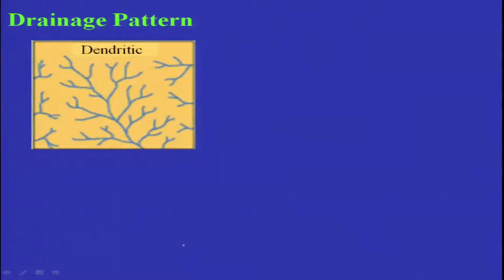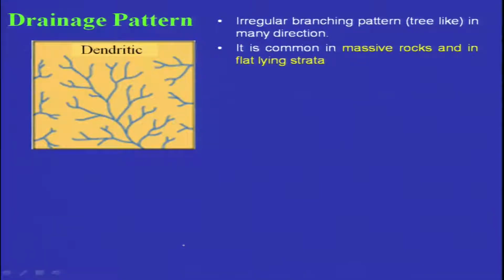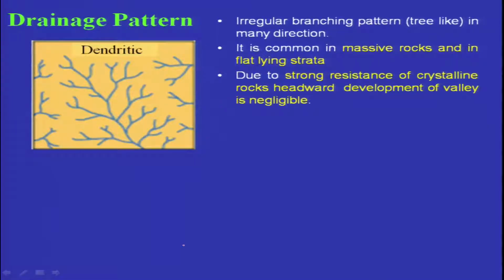But before that, let us look at the patterns in detail. Okay. So, the dendritic pattern is an irregular branching pattern, tree-like in many directions. It is commonly seen in massive rocks and on flat-lying strata. Due to the strong resistance of crystalline rocks, headward erosion and development of the valley is negligible.